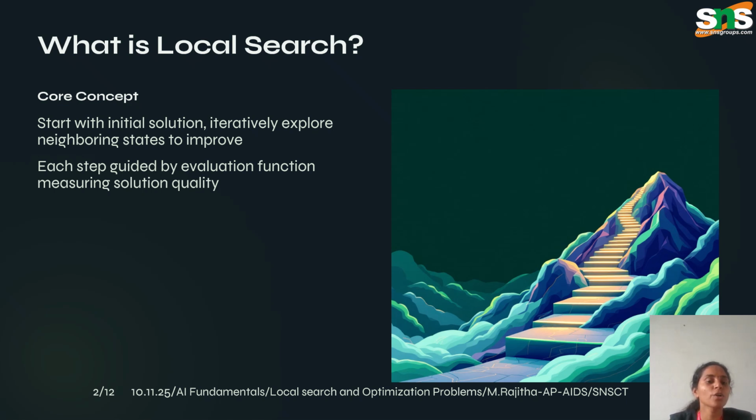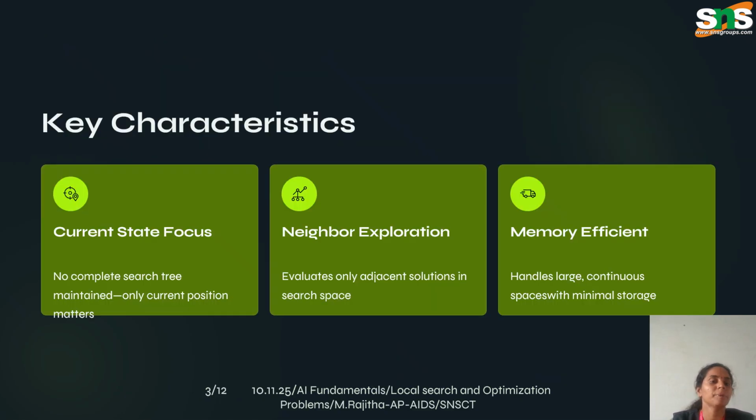Example: suppose you want to minimize the distance in a route. You start with any random path and swap two cities. If the distance reduces, keep that change. This continues until no nearby swap improves the route. Key point: local search does not need the full search tree. It is memory efficient and simple to implement.